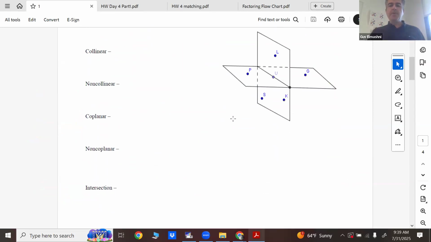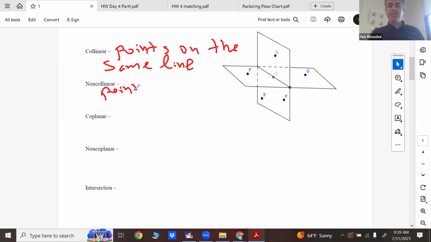Collinear. So co means the same, and linear means line. So just basically points on the same line. So you want to make sure you're comfortable that when you're told something's collinear, then you know what to expect or how to set something up. Non is the opposite. Points not on the same line.